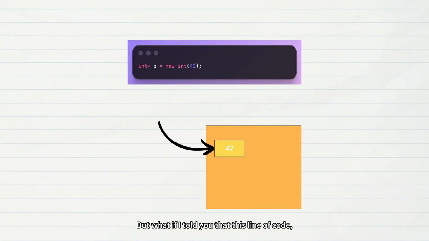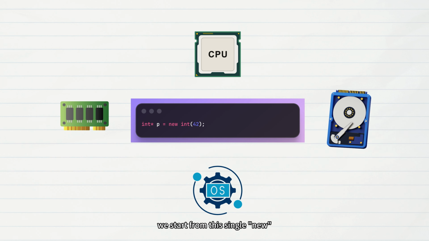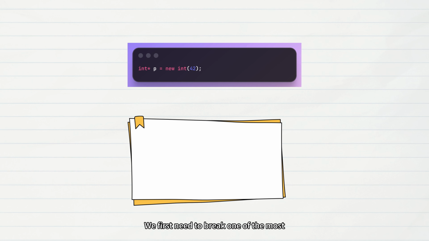But what if I told you that this line of code, which appears to be only a dozen or so characters long, actually connects an entire underlying computer system, including the C++ language standard library implementations, user space memory allocators, the operating system kernel, the CPU's memory management unit, page tables, and TLB caches. In today's video, we start from this single new and go step by step all the way to where the computer really operates.